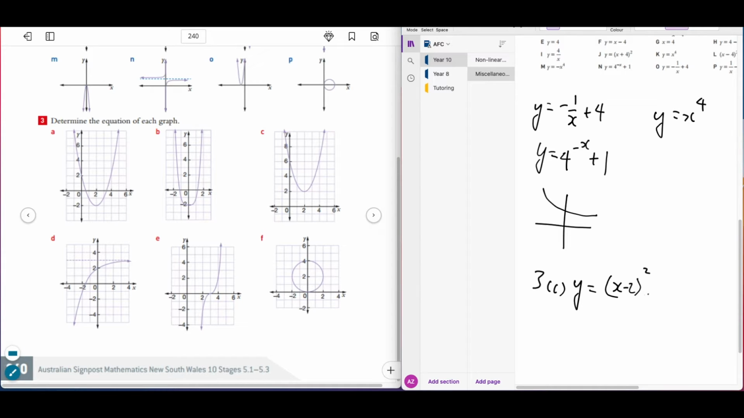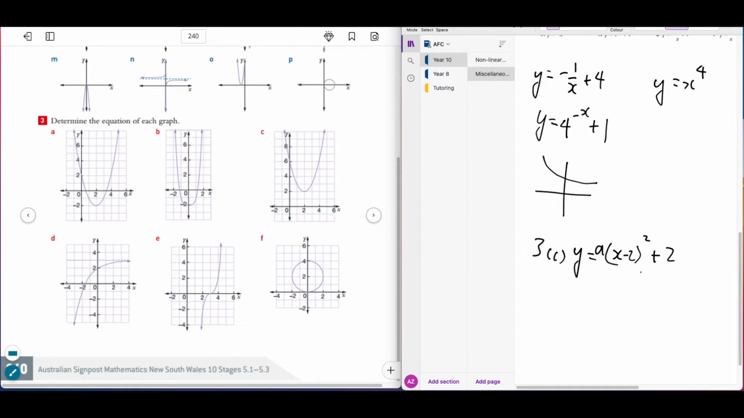And then it's shifted up 2 units, so plus 2. Now remember, you also need to put an a here, okay? Because there's different types of parabolas that can be shifted right 2 units and shifted up 2 units. All right, so you can just apply the same principle as how I did the other questions in the past. Find a point on the graph and substitute it in. So you can substitute this point in, right?